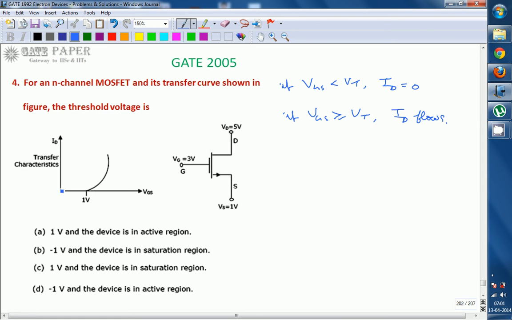So from this plot, ID with respect to VGS, during this portion ID is equal to 0, up to this point, and after this the current is increasing. So this 1 volt is going to be treated as the threshold voltage. From the diagram we can say that VT is equal to plus 1 volt, on the positive axis. So out of these, A or C may be correct.